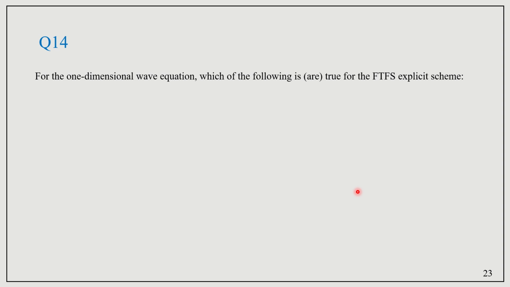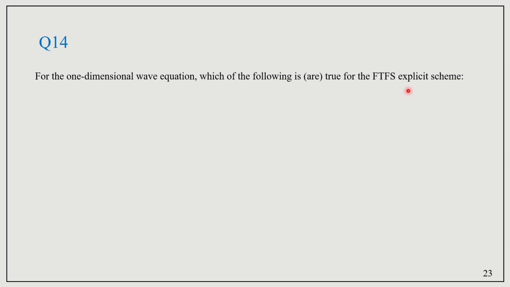Now let us go to question 14. In question 14, what is asked is that for the one-dimensional wave equation, which of the following is or are true for the FTFS explicit scheme? So what is FTFS? FTFS is forward in time and forward in space, and it is an explicit scheme.